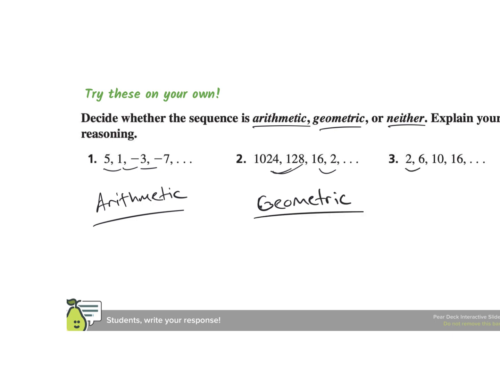And then part 3, we add by 4, we add by 4, and then we add by 6, which means we're not adding. If we multiply, 2 times 3 gives you 6, but 6 times 3 does not give you 10, so this is neither.